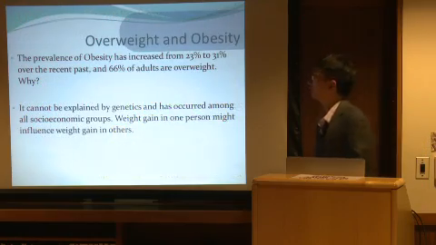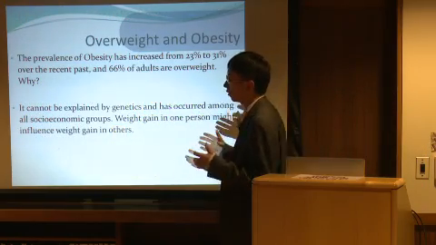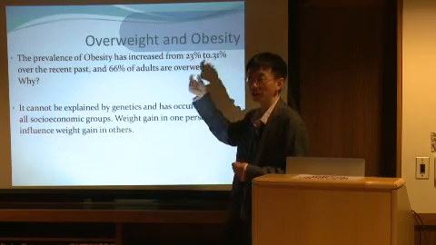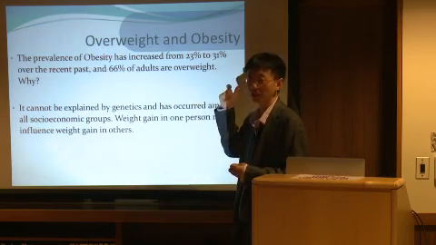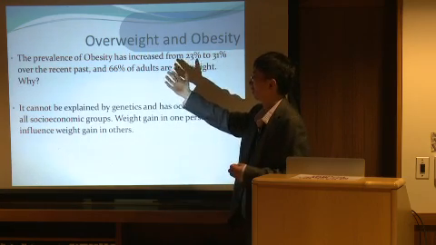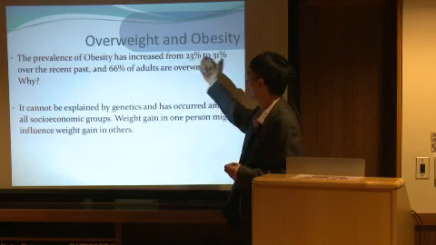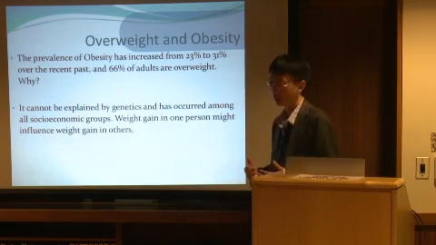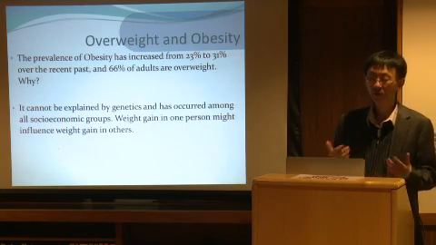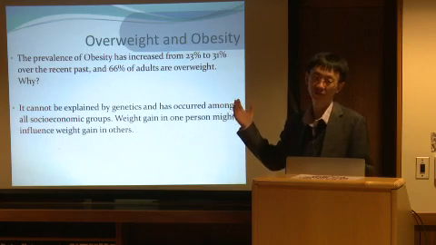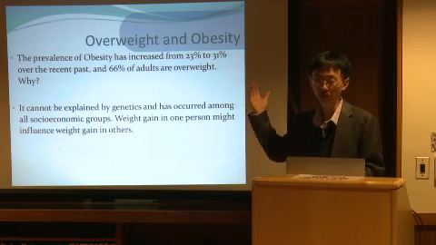But the problem is not just how many of them. The problem is that the rate increases so quickly. Originally it was just 23, 10 or 20 years ago, now it's 31. If you think overweight and obesity are more likely due to genetic reasons, then you should not get that kind of increase.